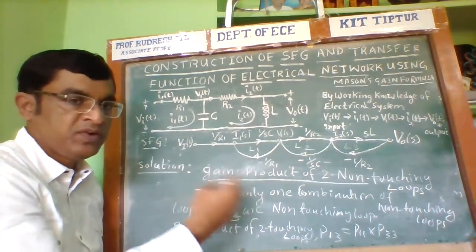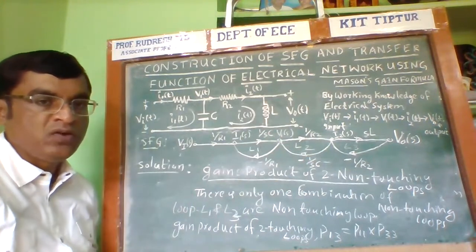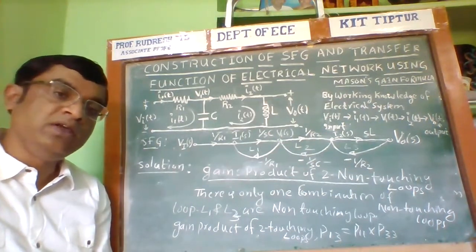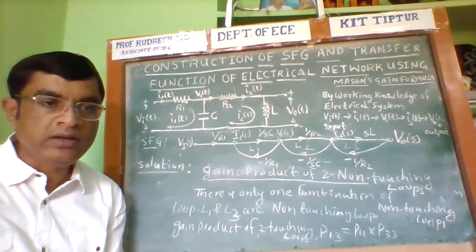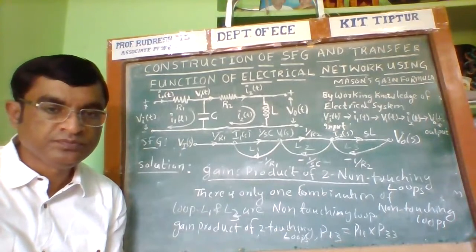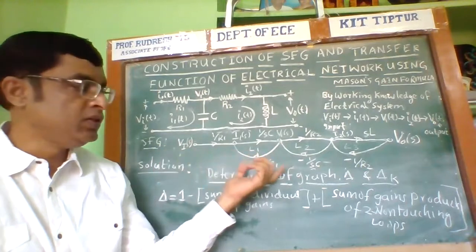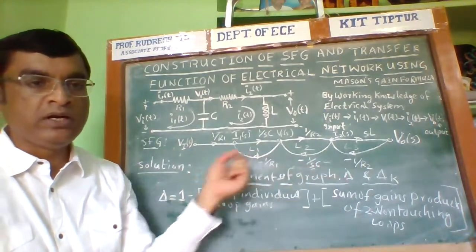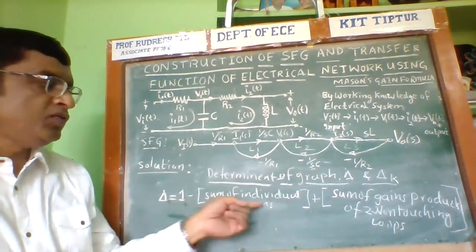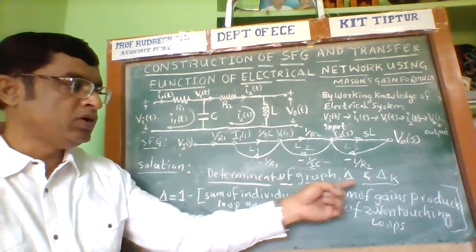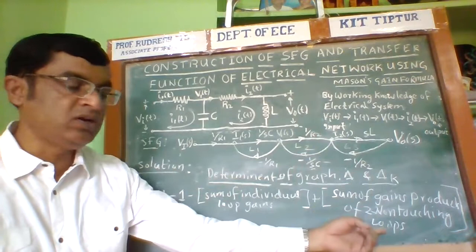After finding the gain product of the non-touching loops, in the next step we go for finding the determinant of the graph, delta, and delta K. In this particular step, I'm calculating the determinant of the graph, which is denoted by delta. Now, what is the value of delta? Delta is equal to 1 minus the sum of individual loop gains plus the sum of gain products of all possible combinations of the two non-touching loops.